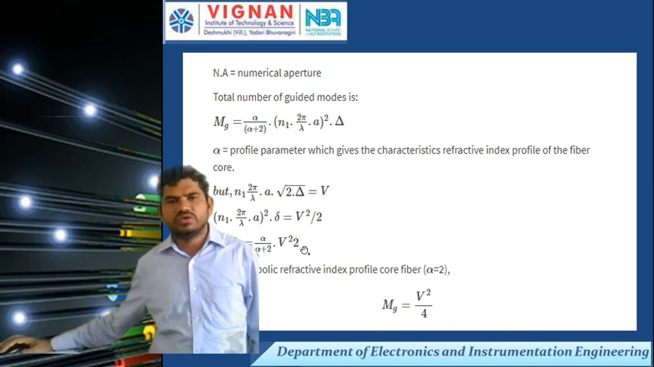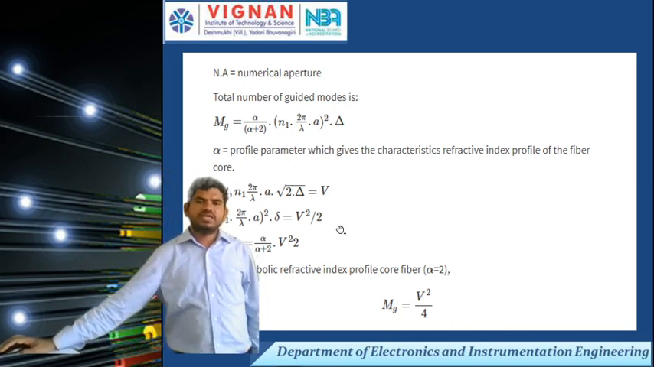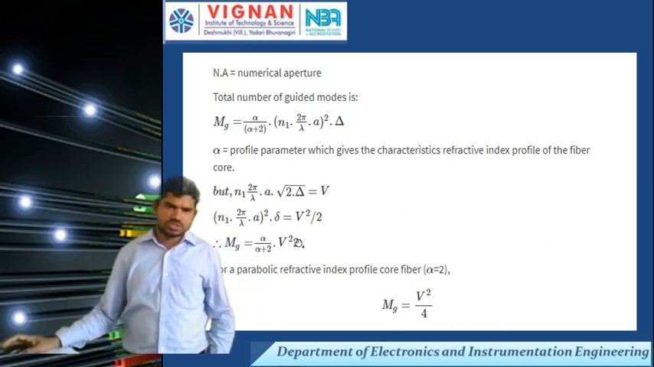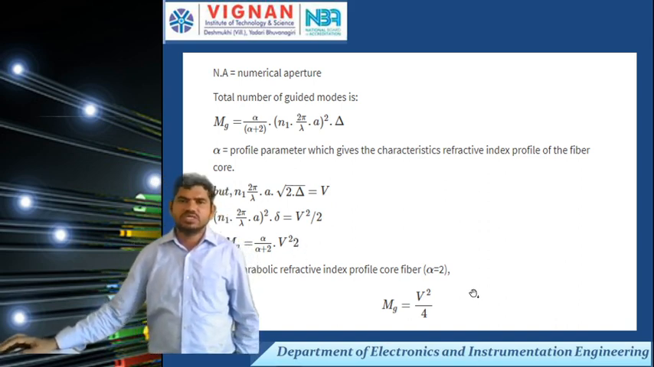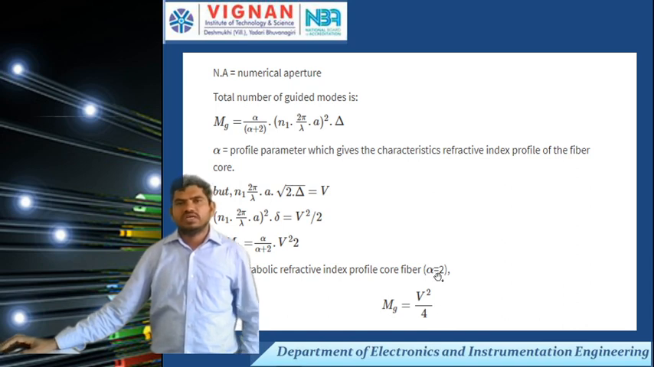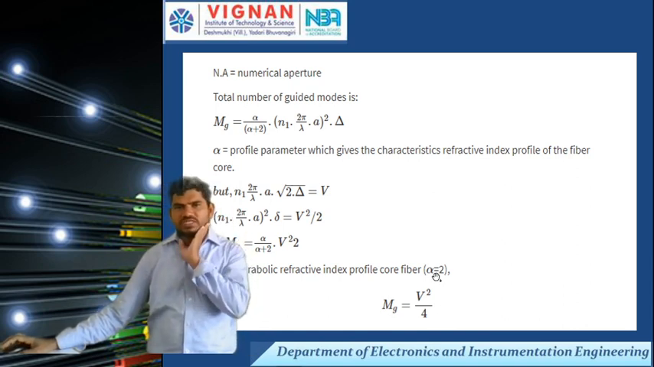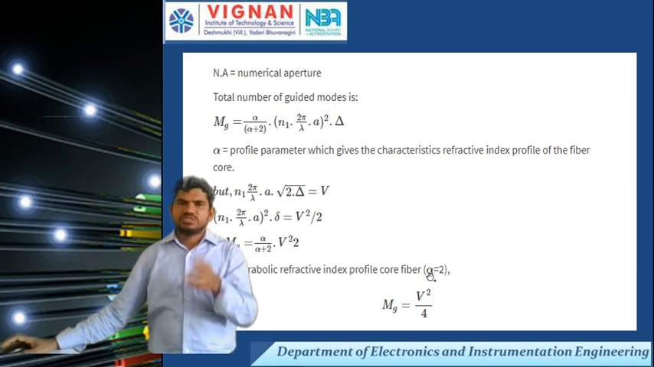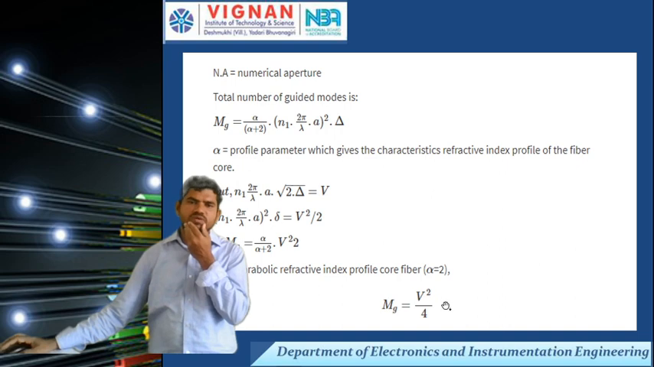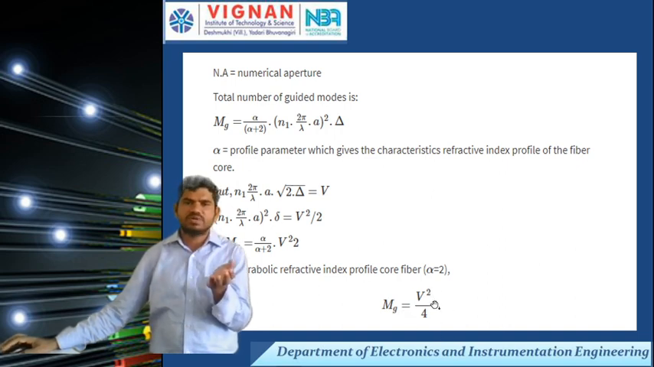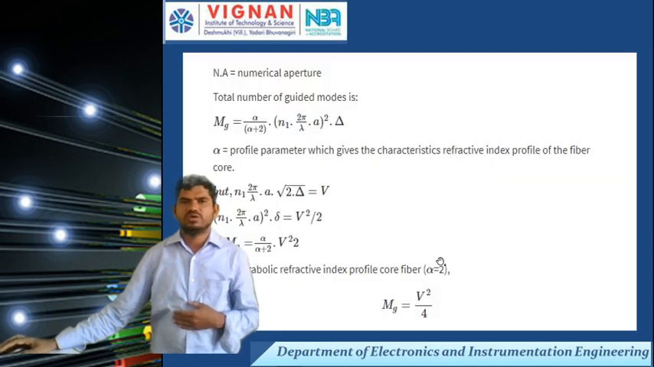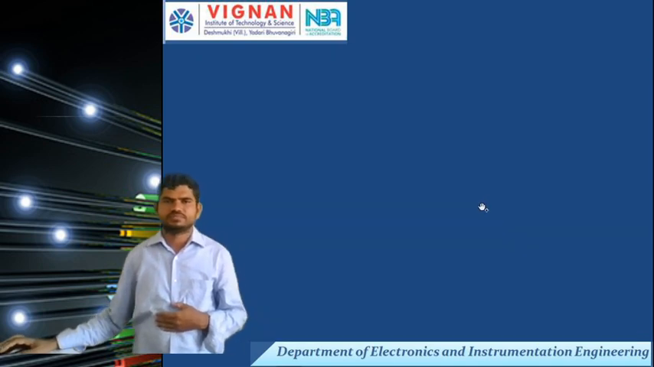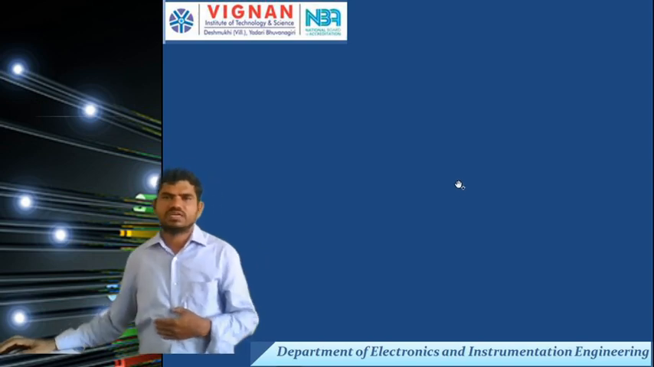From this, we can calculate the Mg value: alpha by alpha plus 2 into V square by 2. Finally, for graded index optical fiber, the number of modes is calculated by using V square by 4. For single mode step index optical fiber and multimode step index optical fiber, we calculate the number of modes by using the V square by 2 formula. Here for graded index optical fiber, we calculate by using V square by 4. This is about the V number for graded index optical fiber.